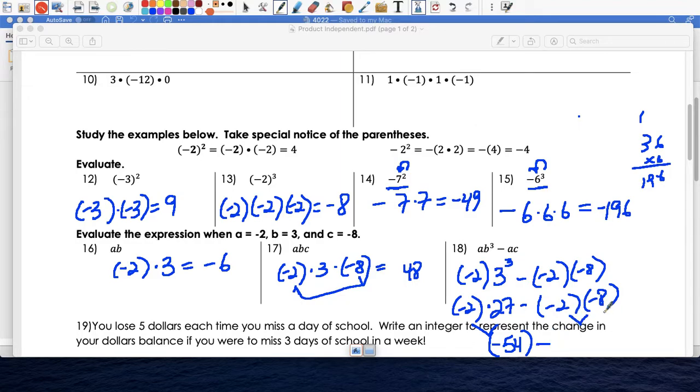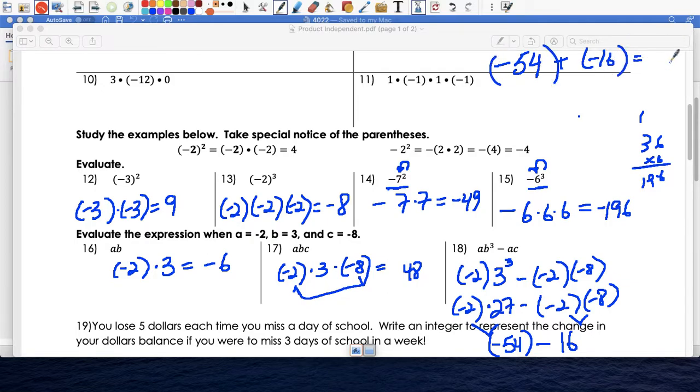Negative times a negative is a positive, and 2 times 8 is 16, so I can write it without the parentheses. Now it's just a subtraction problem. So if you want to change it to addition, you can. And then we have negative 54 plus negative 16. Right? We got two negatives being added.